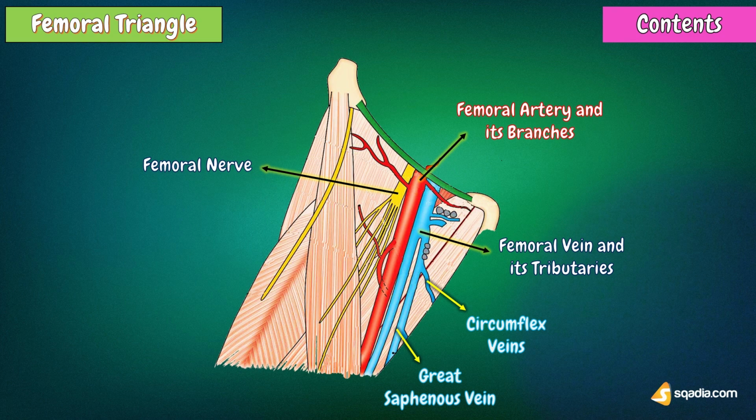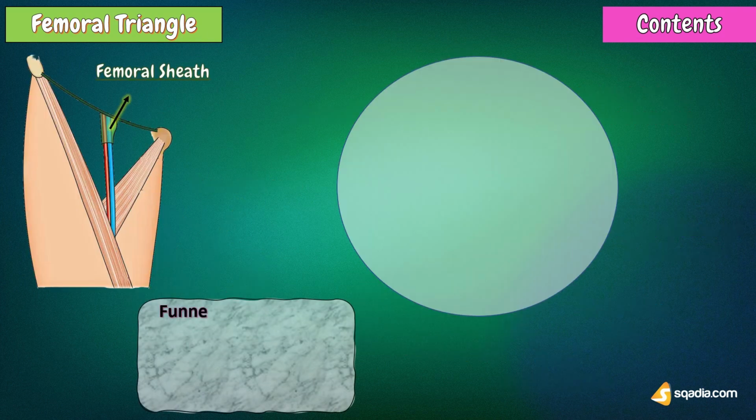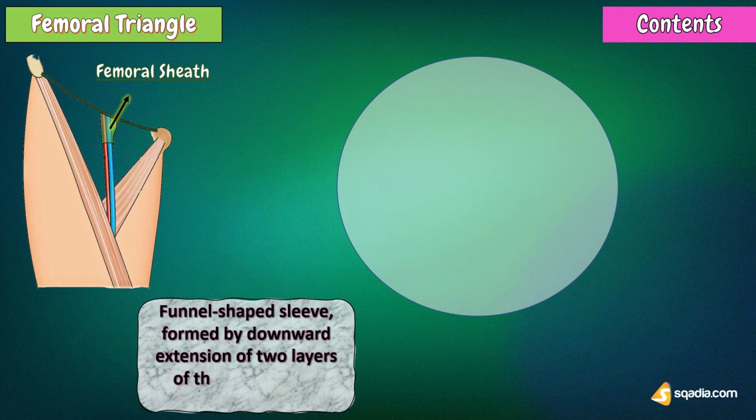We will get into detail of the nerve, but first you should familiarize yourself with another structure found in the femoral triangle, called the femoral sheath. It encloses the upper 4 cm of the femoral vessels. This is a funnel-shaped sleeve of fascia, enclosing the upper 3 to 4 cm of the femoral vessels. It is formed by downward extension of 2 layers of the fascia of the abdomen.